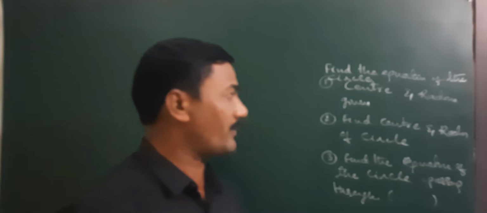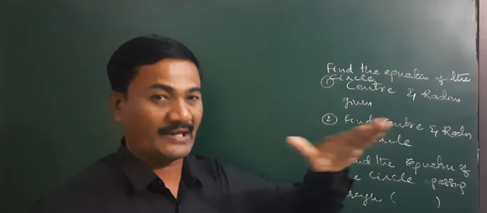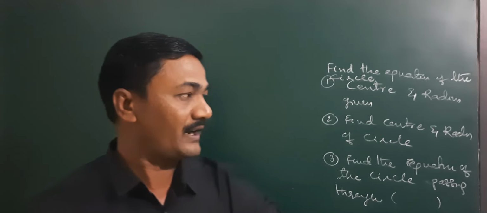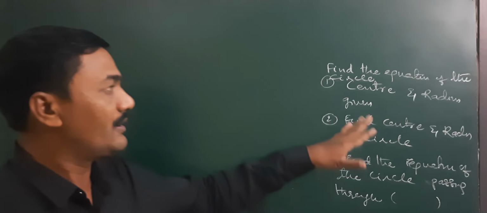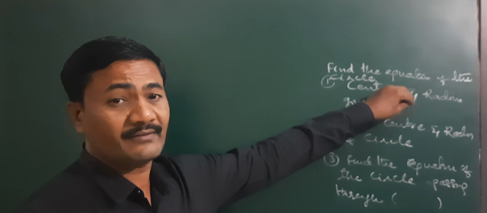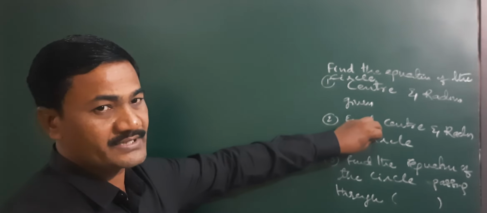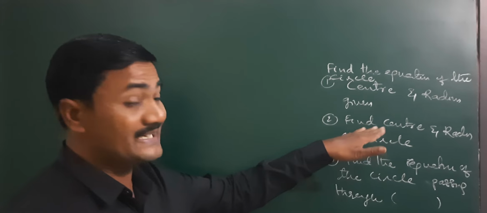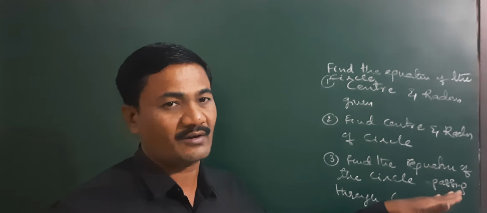Now we have to solve problems of three models. Model 1: find the equation of the circle if the center and radius are given. Model 2: find the center and radius of a circle if the circle is given. Model 3: find the equation of the circle passing through some given points. So we can solve them one by one.